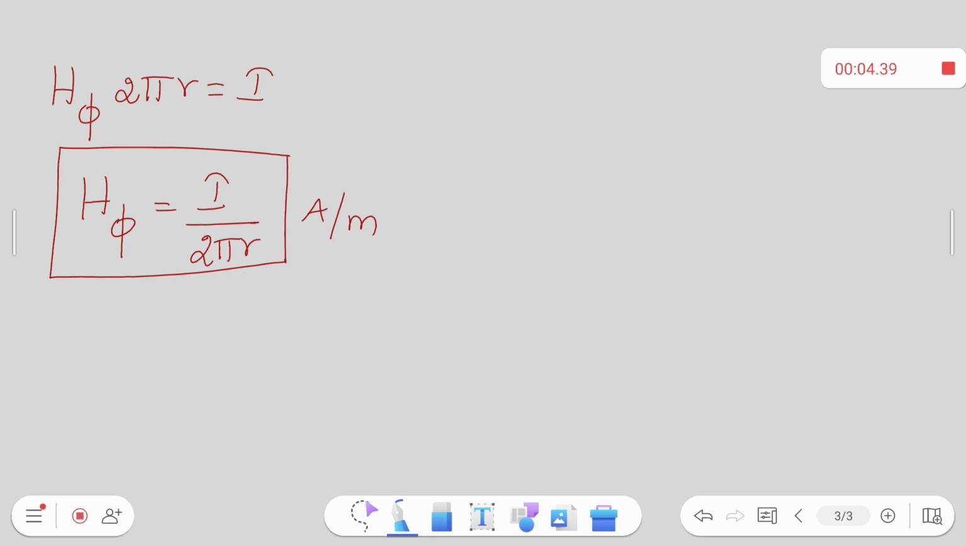So this is a simple application using Ampere Circuital Law to determine the magnetic field intensity of a long straight conductor. Now we will see one problem based on this.